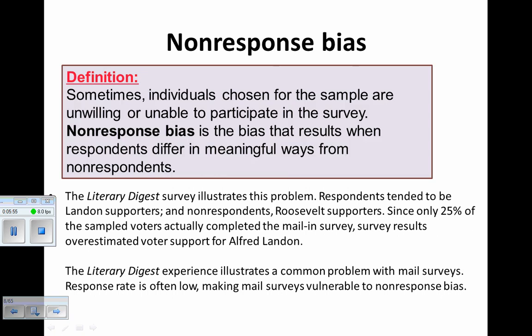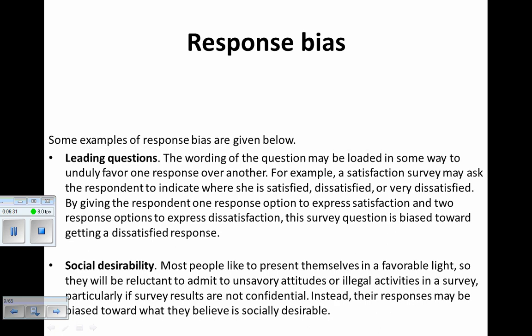All right, non-response. Sometimes individuals are unwilling to participate, and so you could have a non-response bias, okay? Or they choose not to participate. So respondents tended to be Landon supporters and non-respondents were Roosevelt supporters. Since only 25% of the sampled voters actually completed the mail-in survey, survey results overestimated voter support. Okay, so the non-response, the people who didn't own a car may not have got something, and so they were left out on purpose, or they may have just chosen not to respond.